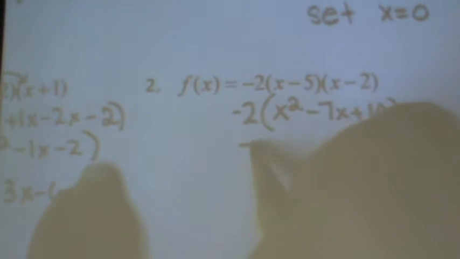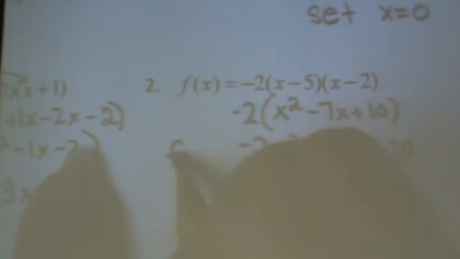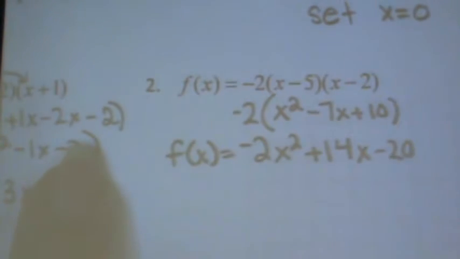For number 2, same thing, you're going to FOIL this x minus 5 times x minus 2. You can do this quickly, x squared minus 7x plus 10. And then distribute the -2, you get -2x squared plus 14x minus 20. And don't forget f of x.